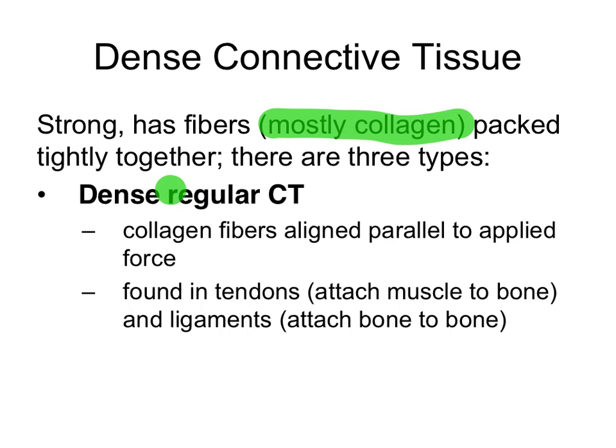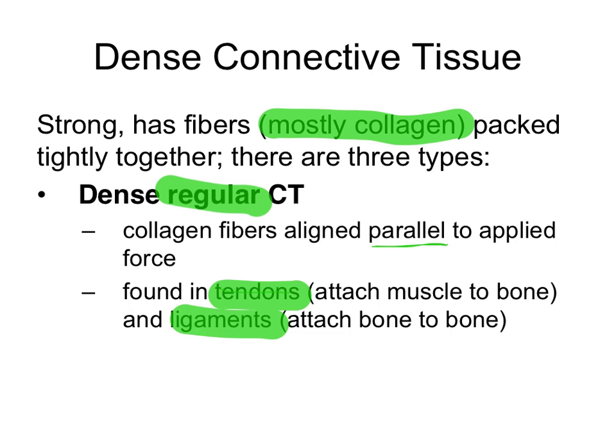So regular meaning that the fibers are parallel to the applied force. I don't know if that makes sense. So you have a force, like you're stretching your leg, and the fibers are parallel to that. So this is your tendons and ligaments. Okay, dense regular connective tissue is what is in your tendons and ligaments.